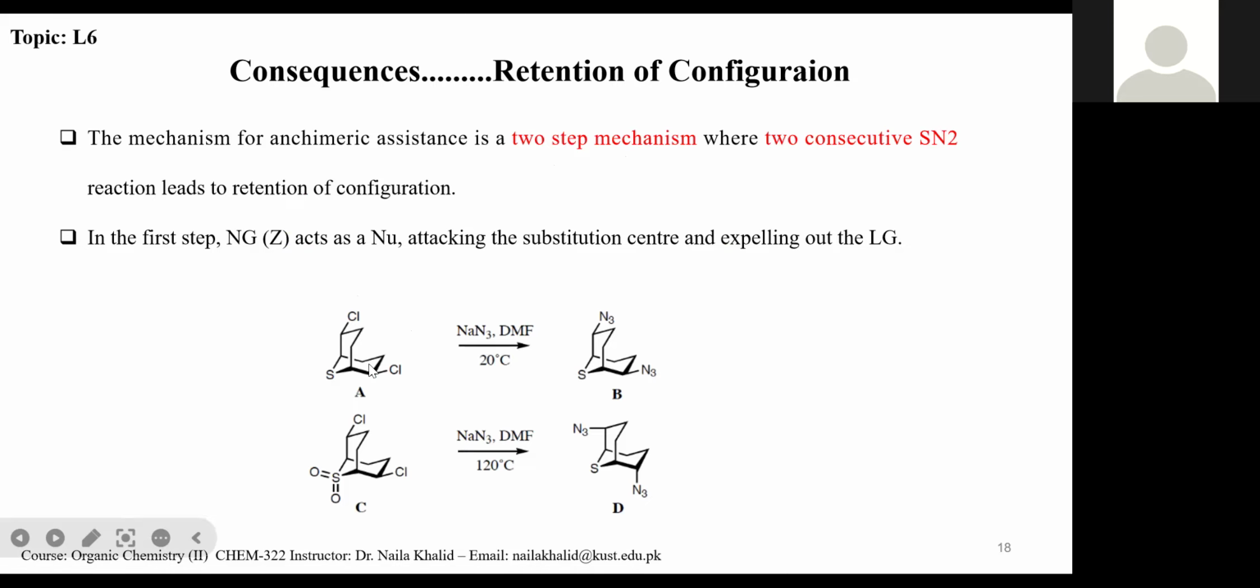So this is our substrate, which contains sulfur with a lone pair of electrons. It will interact with this one and this will leave the surface. And then azide will act as a nucleophile, will attack on this intermediate, and then this is open. So this is basically sulfur containing an electron pair. This can act as a neighboring group participant.